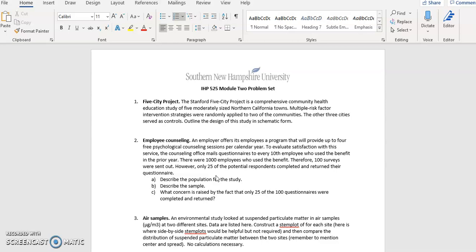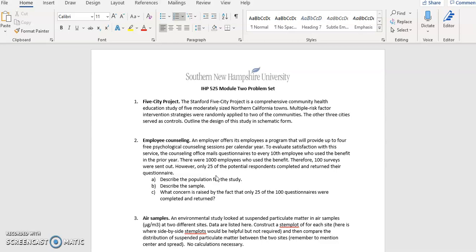Okay. The 5-city project, this question, it asks you to draw a schematic or a study design, outline the study design in schematic form. This might not be obvious if you don't have your textbook. What they're asking you to do, there are specific examples in your textbook about what a study schematic looks like. In fact, on page 32 and on page 36 are great examples of schematics for other studies, and you can look at those and modify those to create your own schematic.